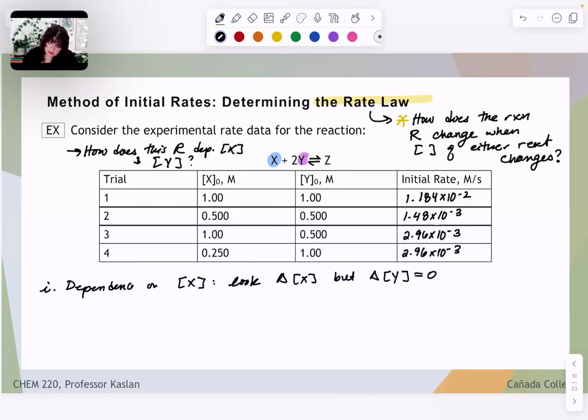So where can we find information like this? Is there a trial where the amount of X is changing, but Y is not changing? So let's see here. We've got trial 1, they're both 1 molar. Trial 2, they're both 0.5. So we had a change here in X and a change here in Y. So we cannot compare trials 1 and 2.